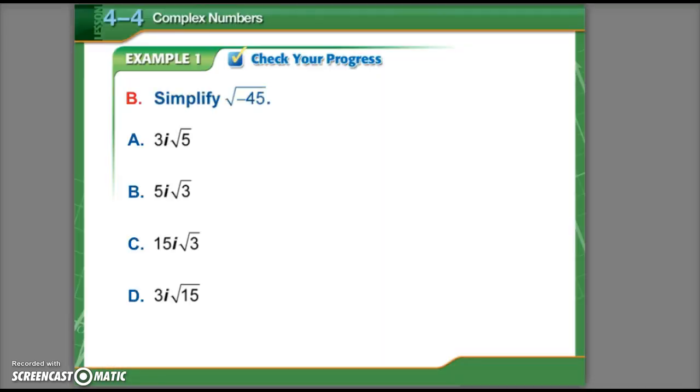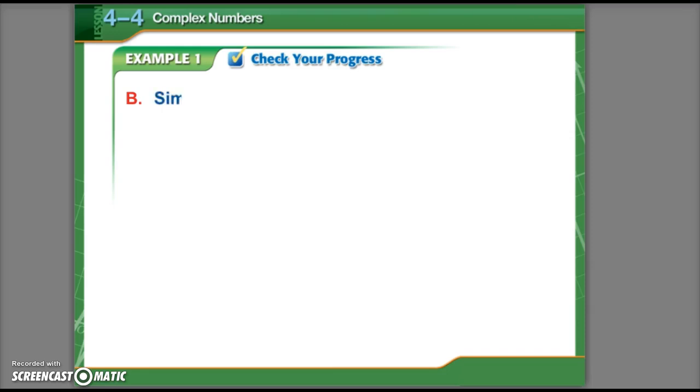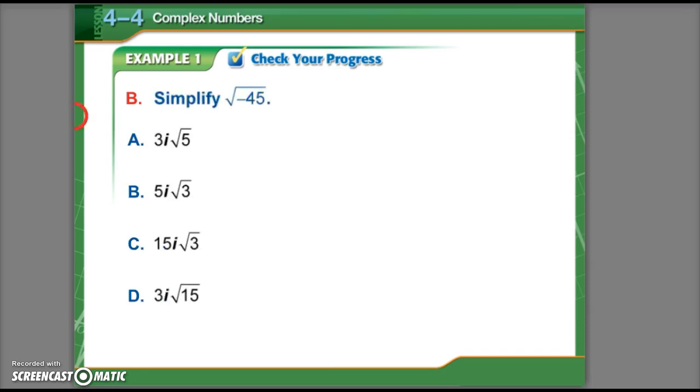Here's another one for you to check your progress on. You need to simplify the square root of -45. Pause the video again, and when you have your answer, come back and advance to the next slide. And our answer here is 3i times the square root of 5, choice A.